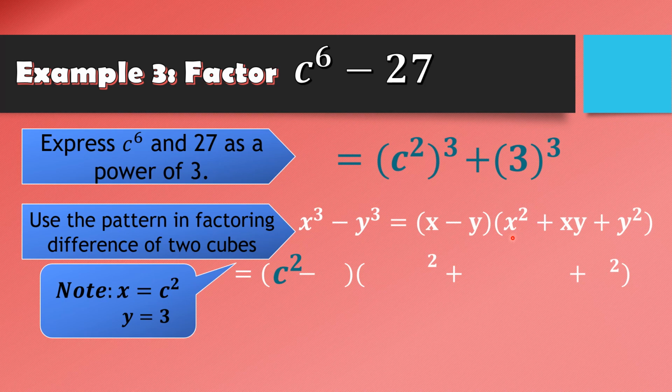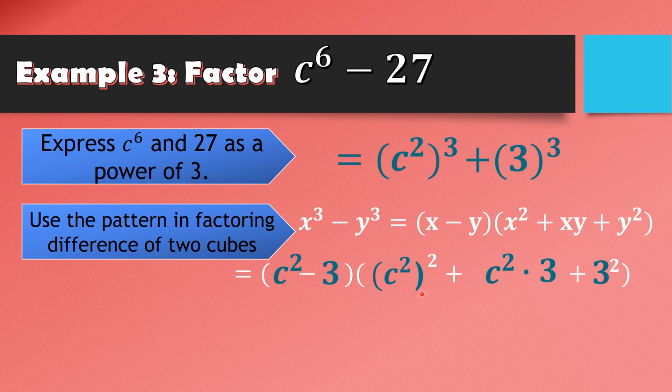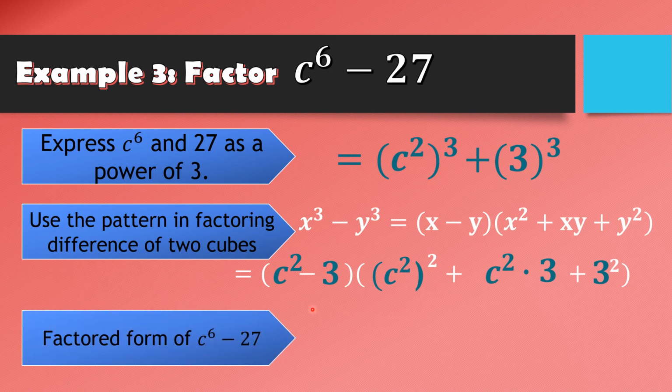Ang x squared is equal to the squared of c squared. For xy, we have c squared. Then, lahat ng y, papalitan natin ng 3. Then, simplify. Ang unang factor natin ay kokopyahin lang ulit natin. So, we have c squared minus 3. And then, dun sa other factor, dito na tayo kailangang mag-simplify.